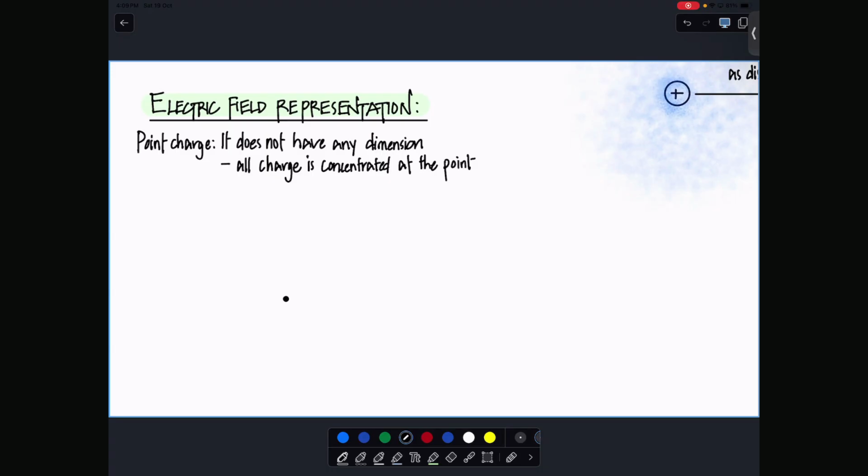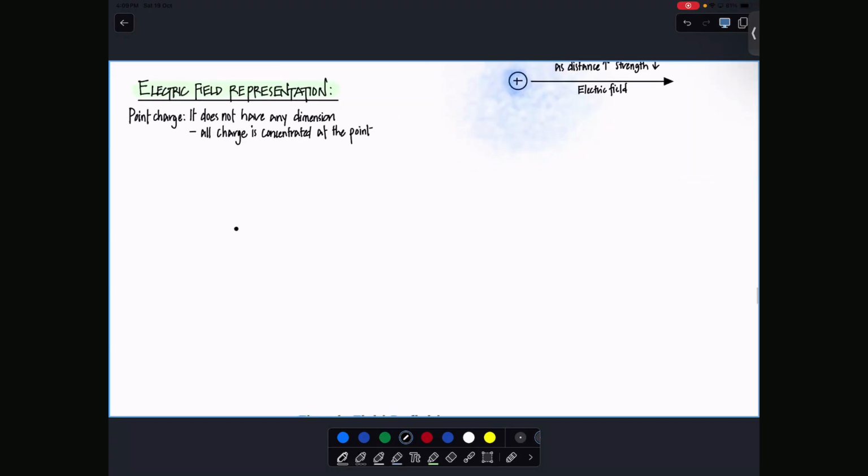If you're given a point charge, how would you draw the field around it? Can you remind me what the points to keep in mind were for drawing a gravitational field? The lines always leave the surface at what angle? 90 degrees, right? Number one. Number two?